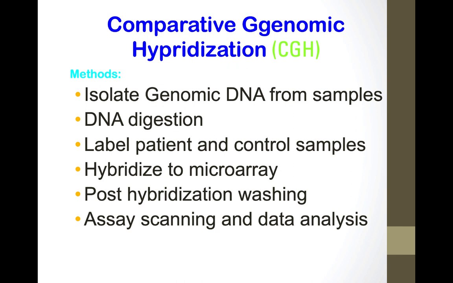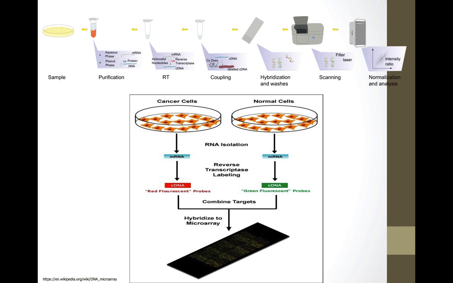the comparative genomic hybridization. Here you're isolating genomic DNA from samples, then digesting the DNA, breaking it apart, and labeling the patient and then the control samples, hybridizing to a microarray, and then post-hybridization washing, and then you scan and analyze your data. What does that mean? This is very similar to FISH, but here we are doing it for multiple genes all at the same time.